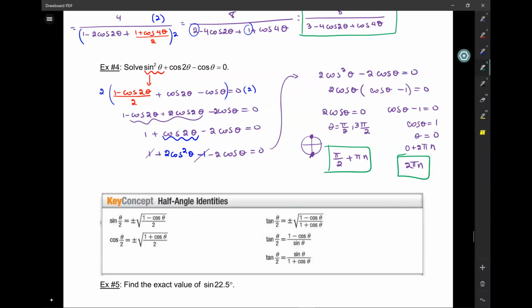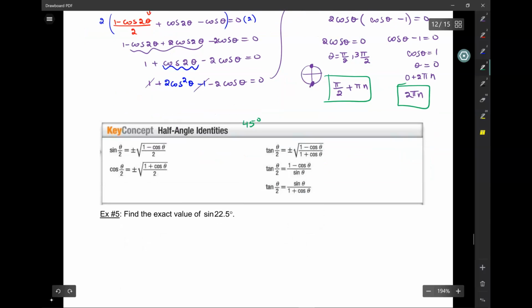All right. So we did double angle identities. We could also do half angle identities. So look, 45 degrees is a wonderful angle to have to deal with, right? It's on the unit circle, it's pi over 4, it's amazing. What if you have 22.5? That's a mess of an angle.